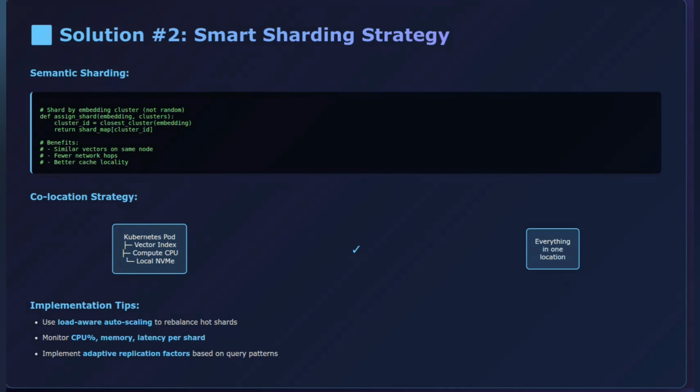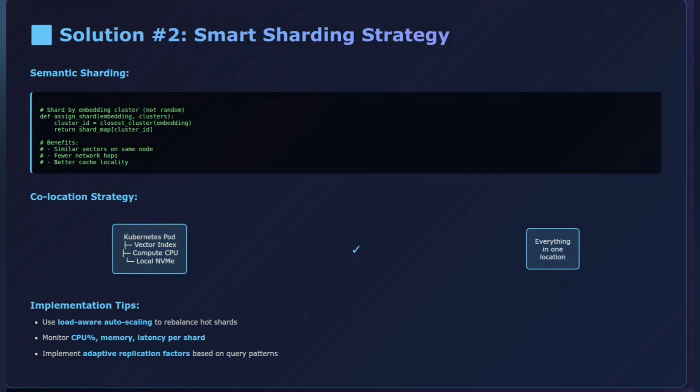Instead of randomly distributing vectors, use semantic sharding. The idea, vectors that are similar should live on the same shard. How? When building your index, cluster similar vectors together, then assign each cluster to a shard. Now when you query, similar vectors are co-located on the same servers. Fewer network hops, fewer hotspots. This is a game changer. It's not just about even distribution, it's about query-aware distribution.